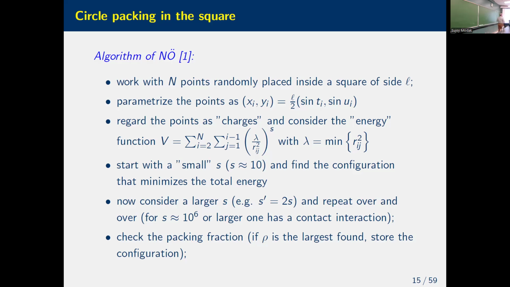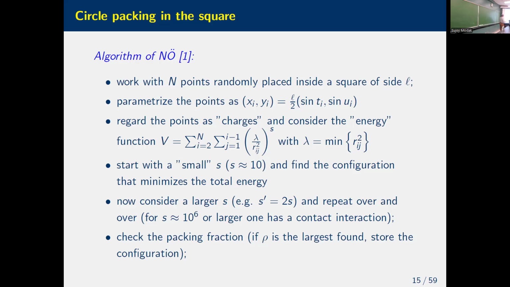So that's good. Then you regard the points as charges, okay? But a weird kind of charges, because they will change the interaction during the algorithm. You start with a parameter s, which is rather small, which means long-range interaction, that helps you at the first stages of the algorithm to put order in your system on a large scale. And then you start increasing the value of s.